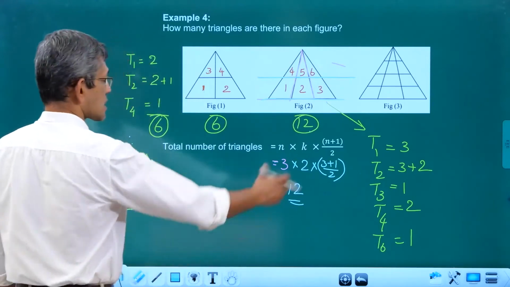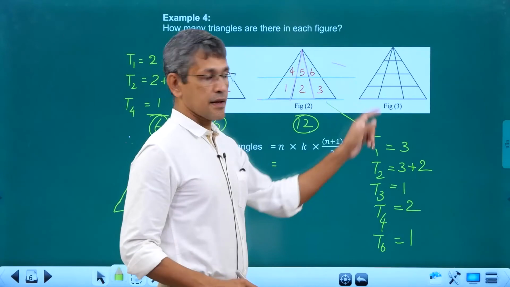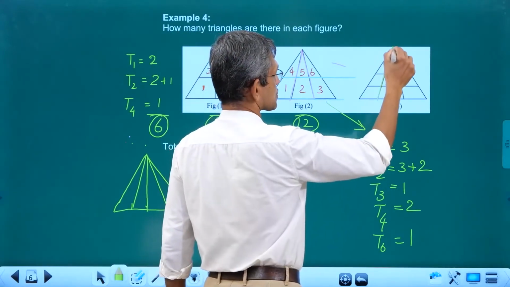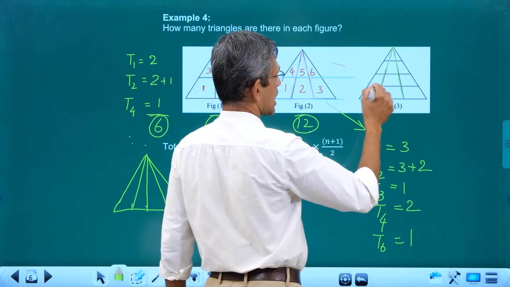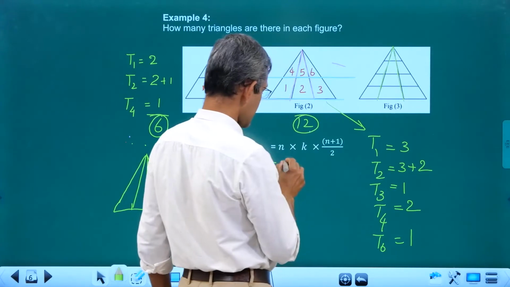Okay, so what is the answer here? In this case, what is n? N means this way it is cutting. So this is vertical cutting. Vertical cutting, 2 cuttings, how many pieces? 3 pieces. 1, 2, 3. So n is equal to 3.